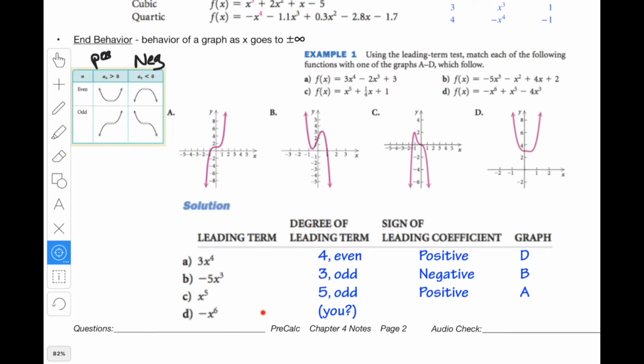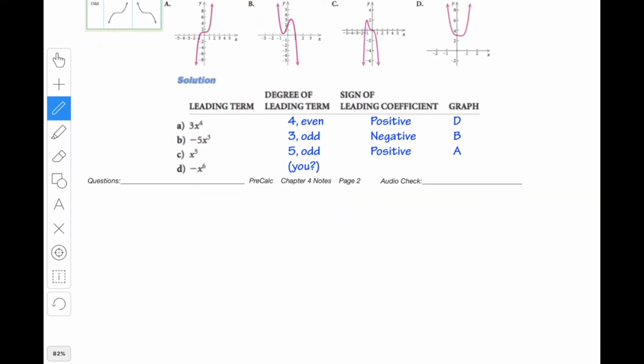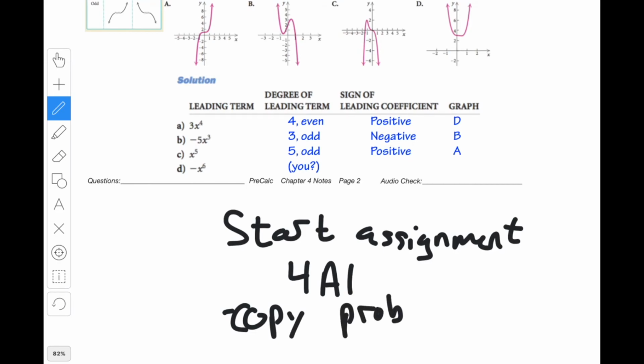I'd like you to do part D, and then when you're finished, I would like you to start the assignment. Copy the problem list and do the first problem. And I'll see you in class.